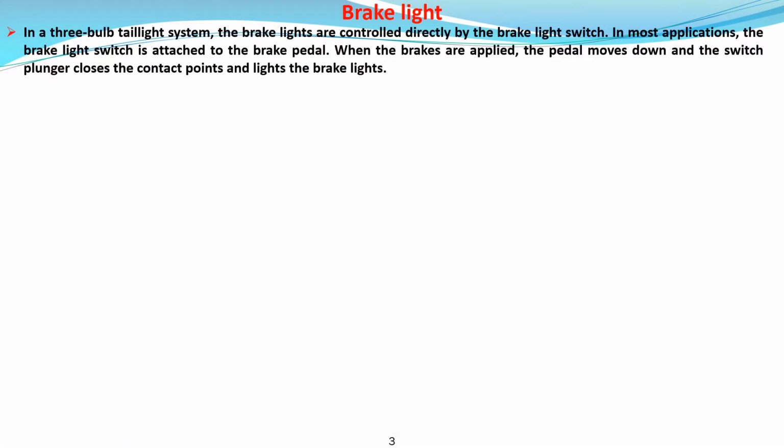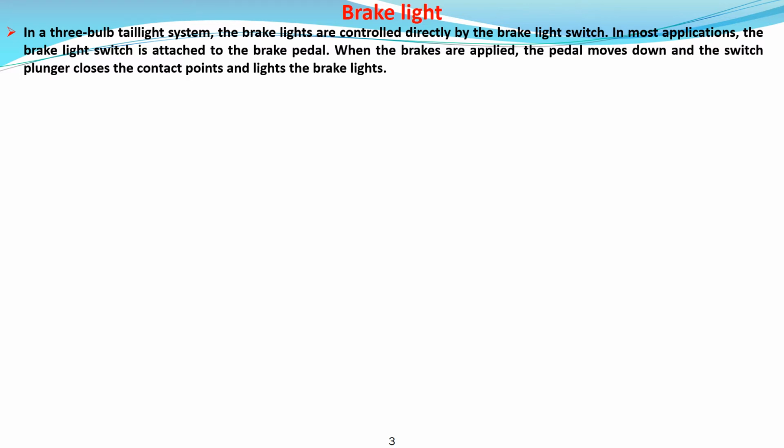بريك لايت تضغط بواسطة البريك تضوي أو تضاء أضوية في خلف السيارة لإشعار السيارات التي تمشي خلف السيارة أن السيارة في حالة إيقاف أو على اقتراب من التوقف التام. In a 3-pole tail light system, the brake lights are controlled directly by the brake light switch. In most applications, the brake light switch is attached to the brake pedal when متصل مع دواسة البريك.